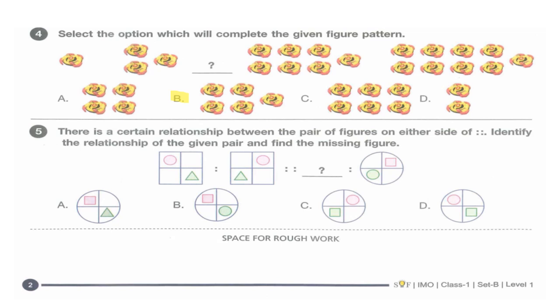There is a certain relationship between the pair of figures on either side. Identify the relationship of the given pair and find the missing figure. So just go through the figures and identify the relations, and then accordingly fill in the option.